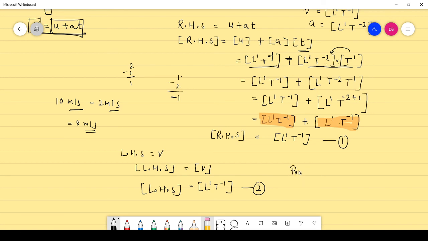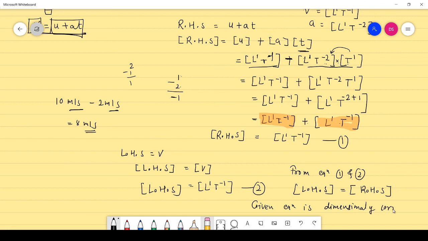So from equation 1 and 2, what we can say is that the dimensions of the left hand side are equal to the dimensions of the right hand side. When such a thing happens, that time we can call the given equation dimensionally correct.